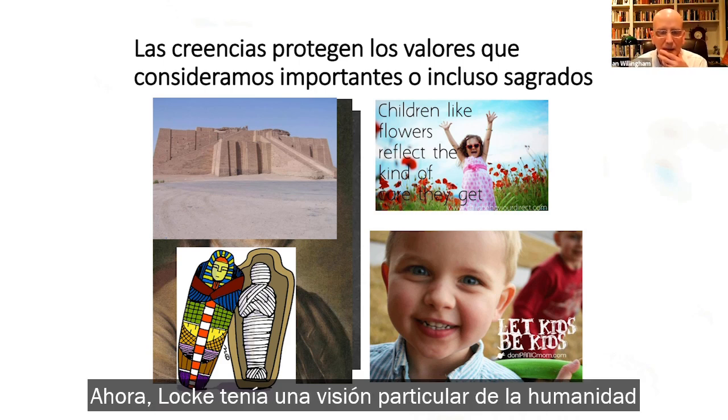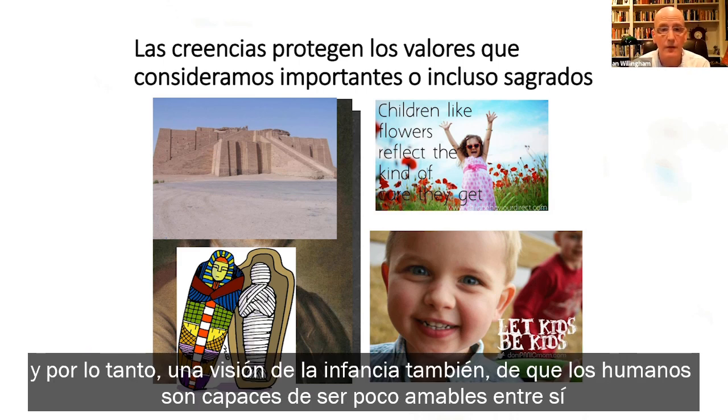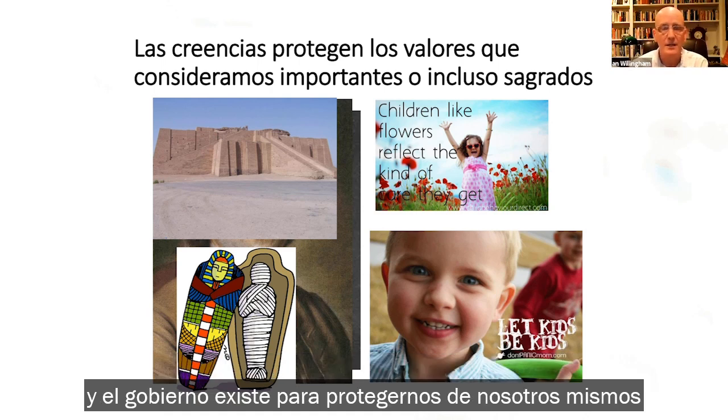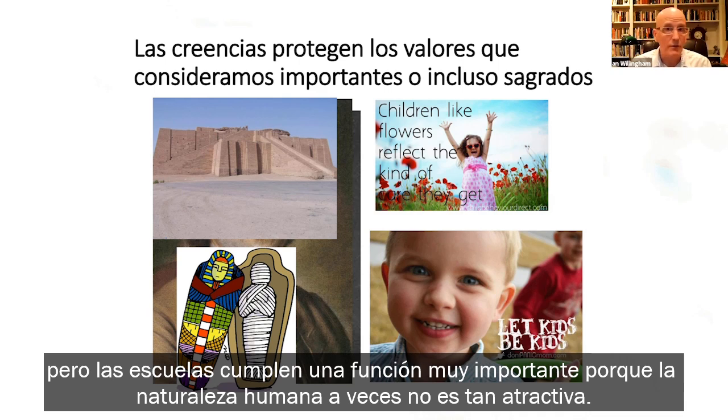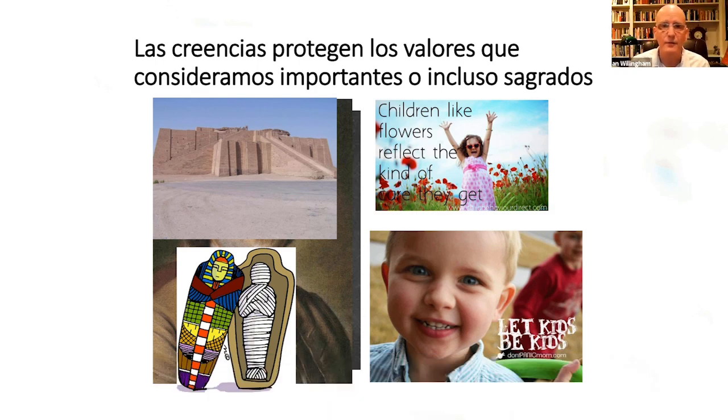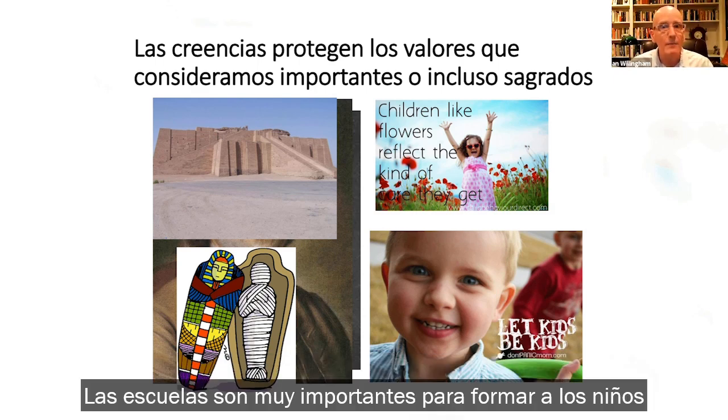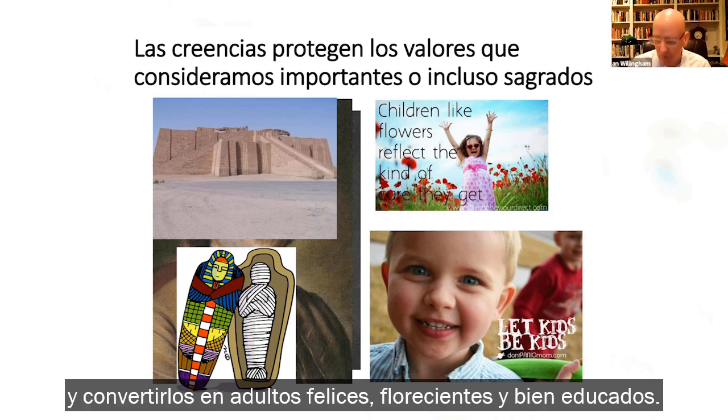So here's John Locke. Now, Locke had a particular view of humankind and therefore really a view of childhood as well, that humans were capable of being unkind to one another. And government exists to protect us from ourselves. And that translates into attitudes towards schooling as well, that schools serve a very important function because human nature is at times not that attractive. Schools are very important in shaping children and making them into happy and flourishing and well-educated adults.